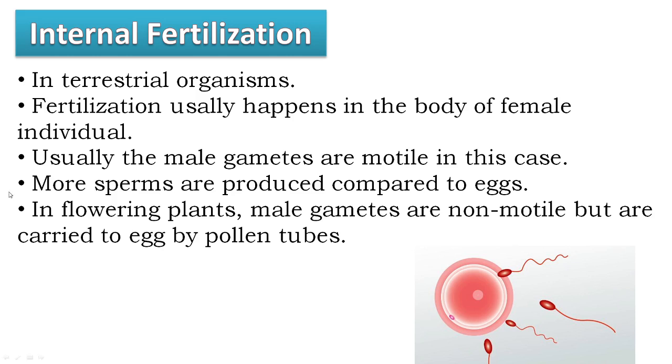And in such cases, more sperms are produced compared to the number of eggs, right? Sperm the egg ni thanga durwa himai sperm bad manga psor egg comparison la ni thunda dinyama ni lazaswa. And in flowering plants, male gametes are non-motile, but the gametes are carried to the egg by pollen tubes.